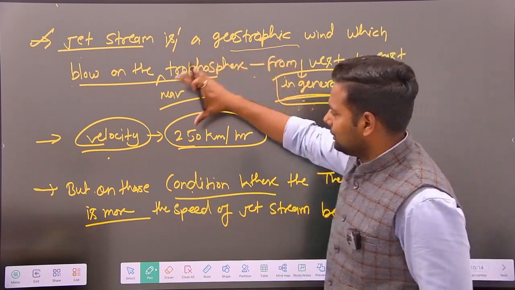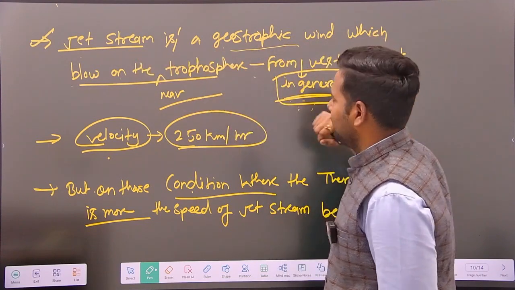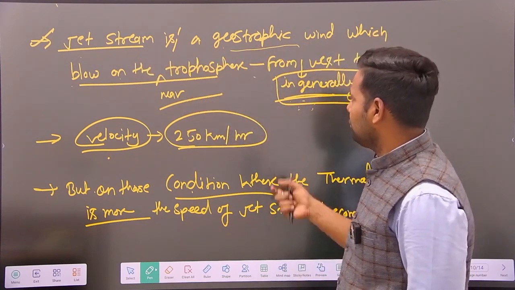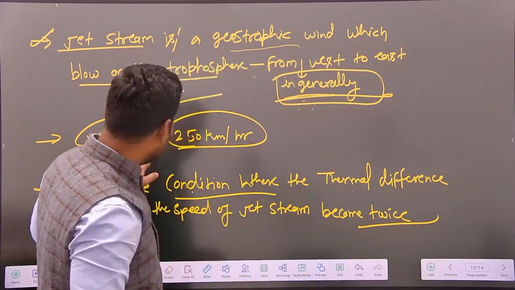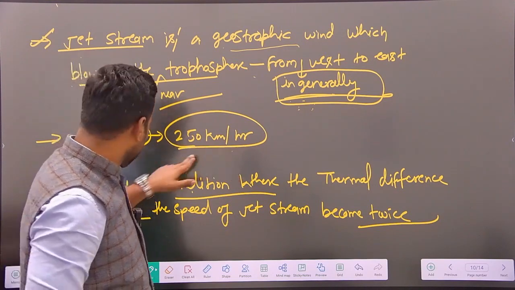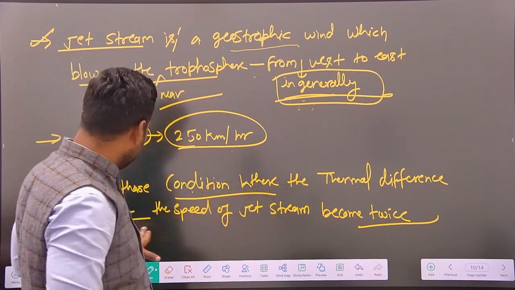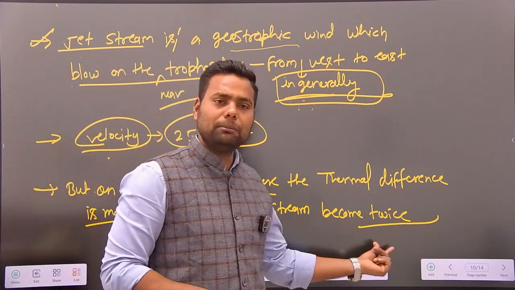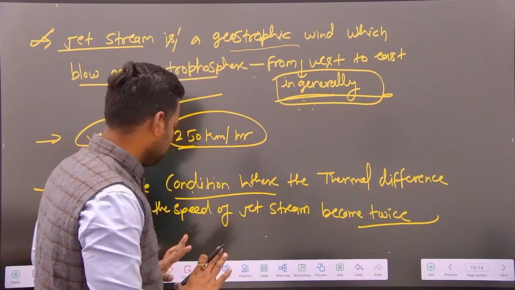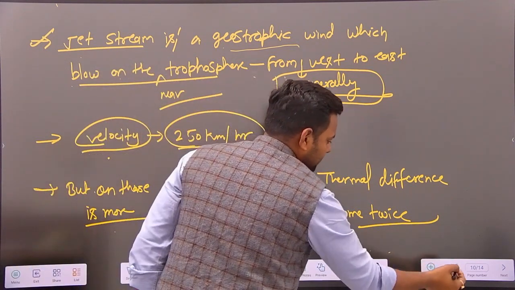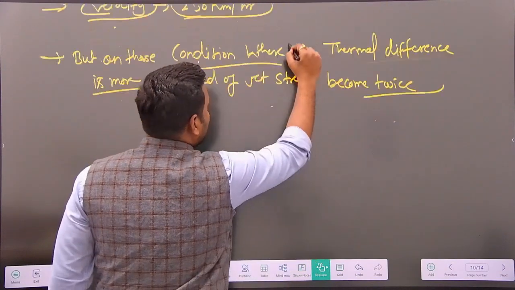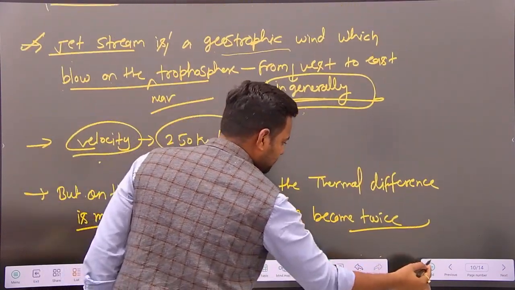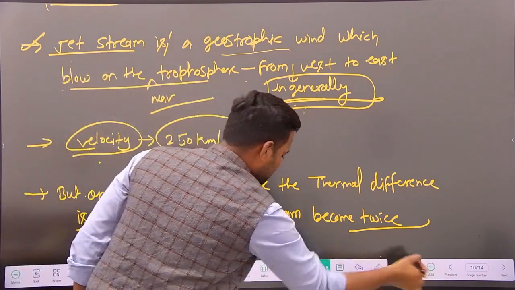There are three things which we found. Jet stream is a geostrophic wind which blows near the troposphere, from west to east in a general direction. The velocity of the jet stream is up to 250 kilometers per hour. But on those conditions where the thermal difference is more, the speed of the jet stream becomes twice. Let's move further: what more can we add?